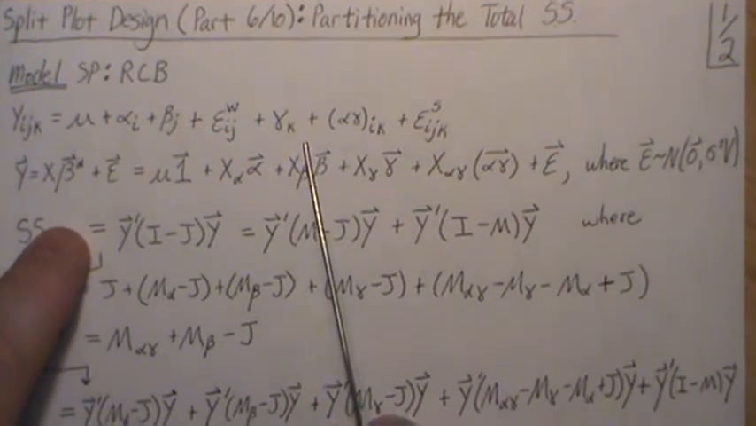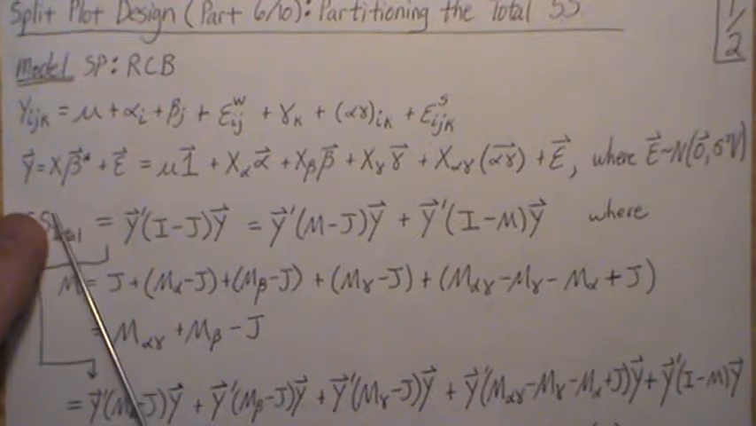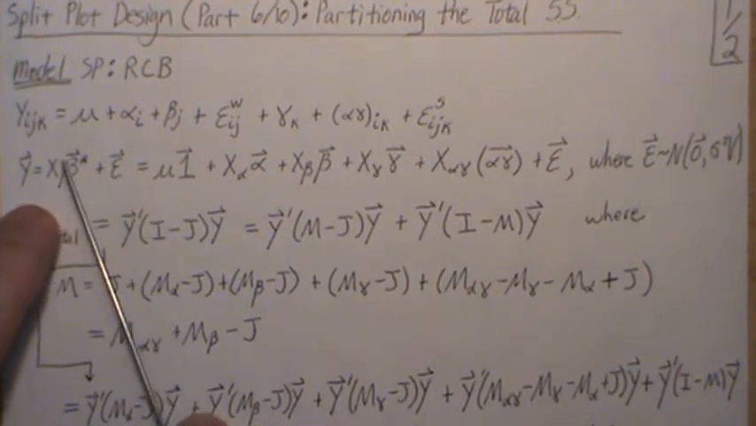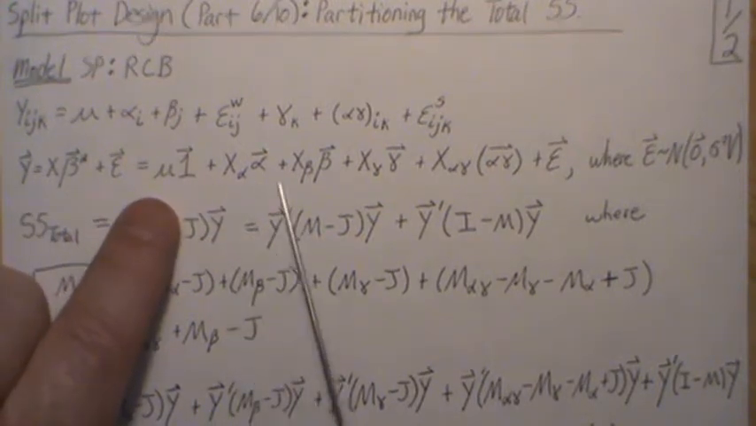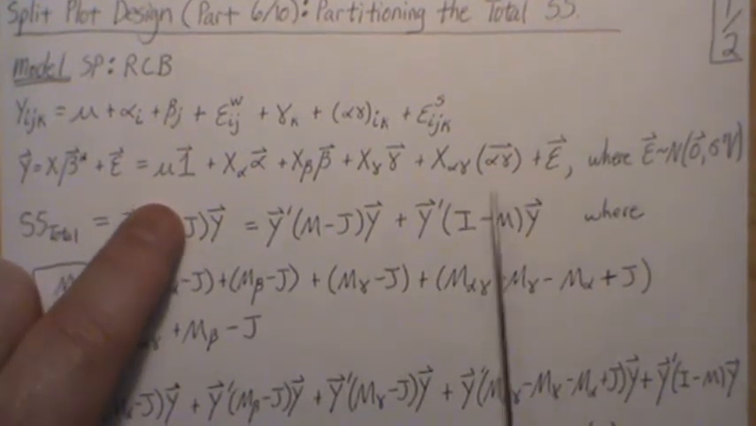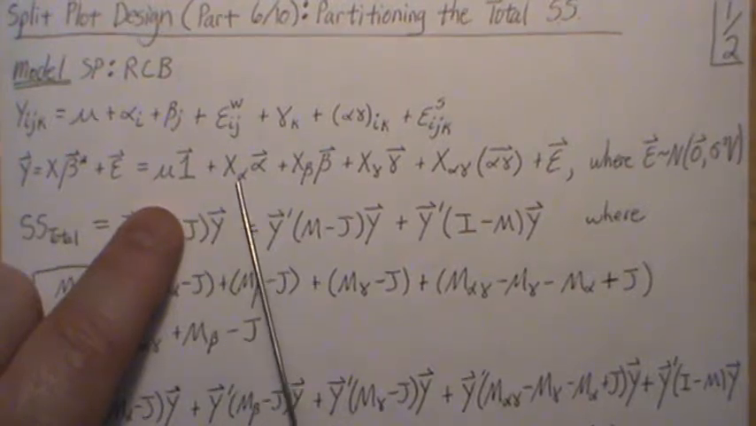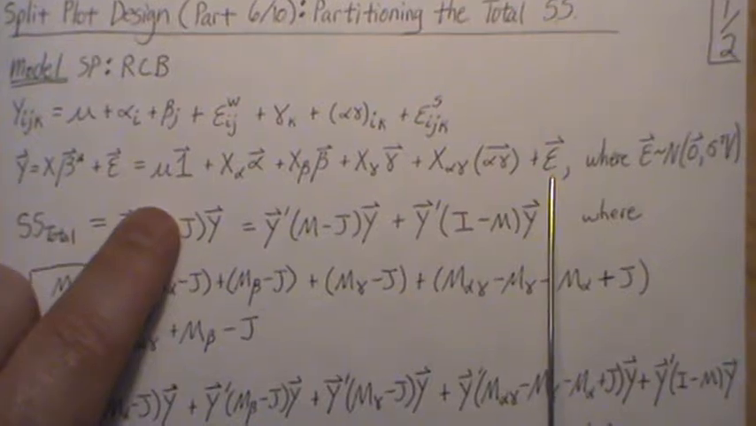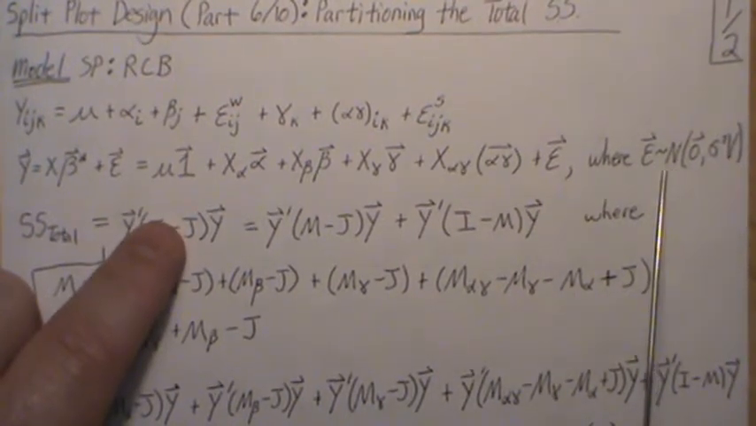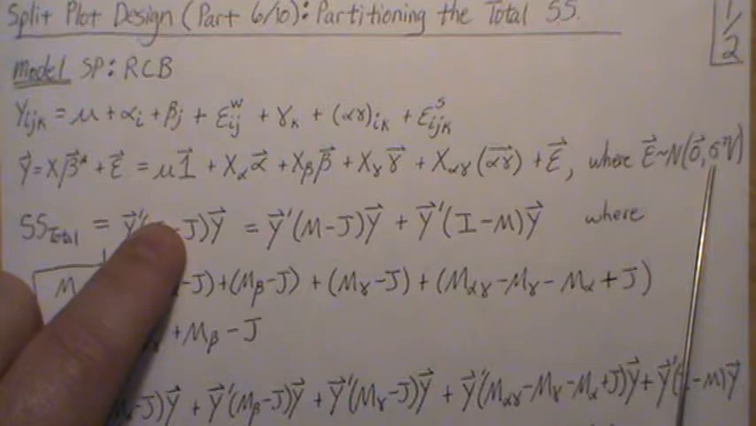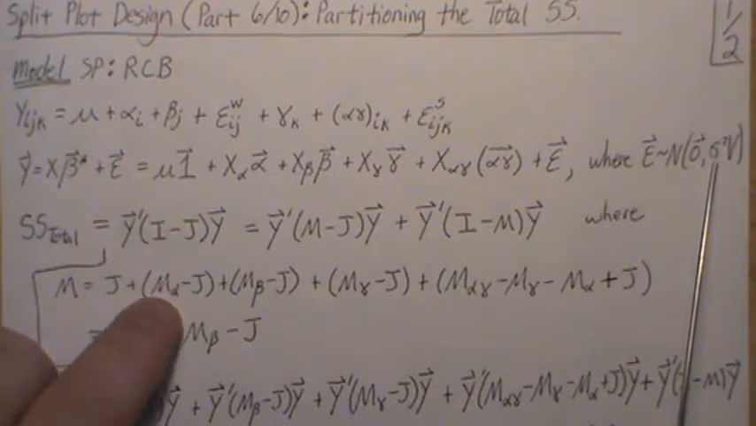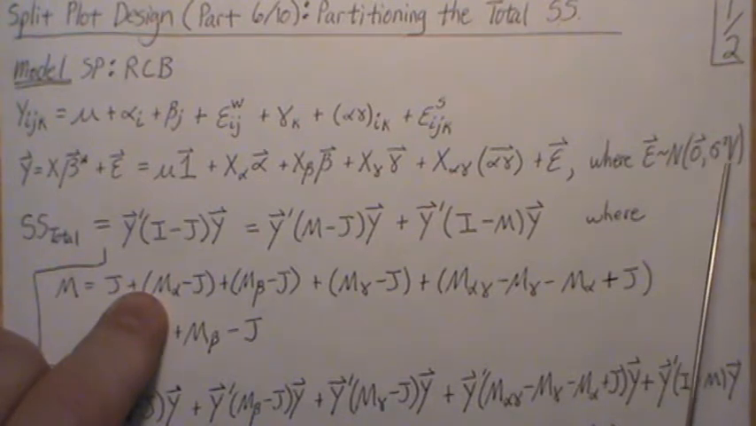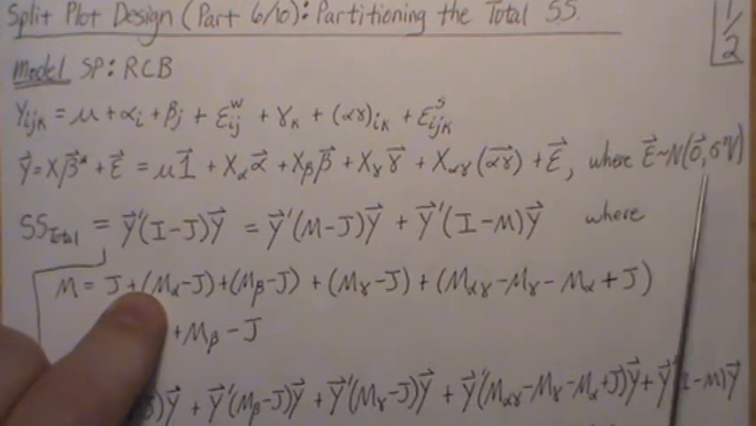In matrix notation, it can be represented with y equals X beta star plus epsilon, and this piece can be broken into the respective column spaces. So mu, the alpha, beta, gamma, the interaction, and epsilon. Now, as a reminder, epsilon is multivariate normal, mean vector 0, covariance matrix sigma squared V. And look for part 1 and perhaps part 5 for more detail on that.